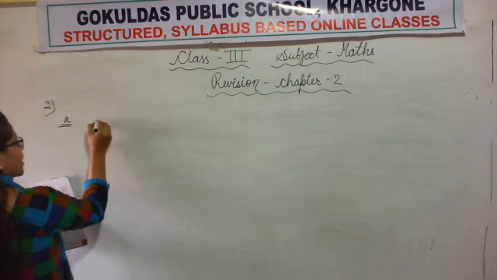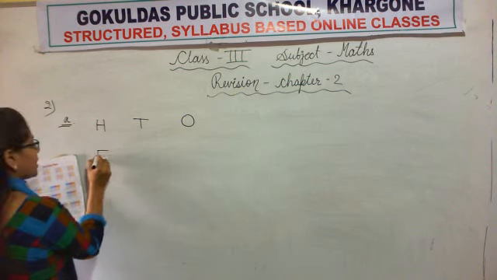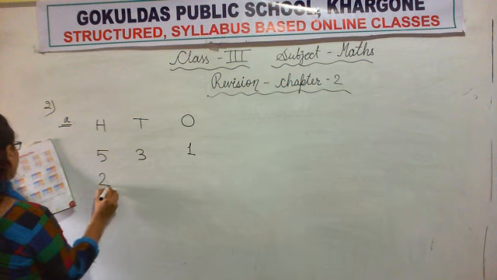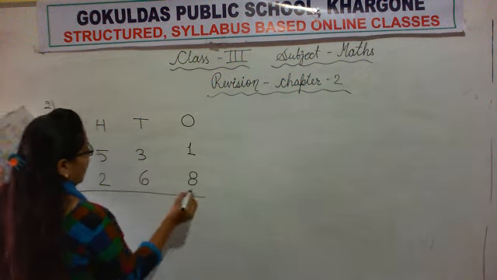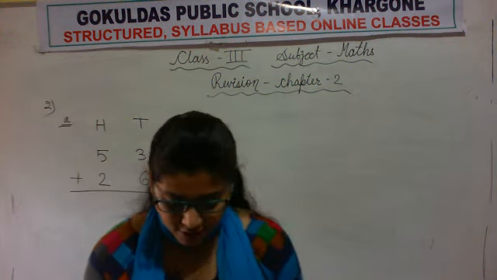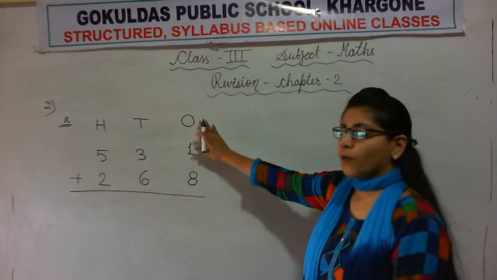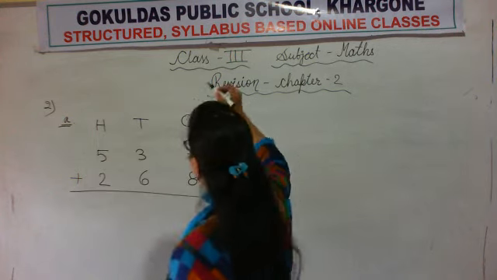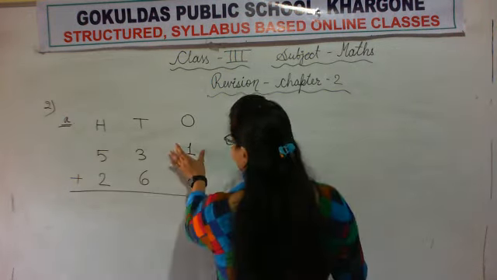Part A. First of all, we will write all the places. The first addend is 531. Second addend is 268. Now, add them all. Okay. So, we always start from the ones place. We always start from the right, and from the right, the ones place is there. So, we will add ones in ones, tens in tens, hundreds in hundreds.